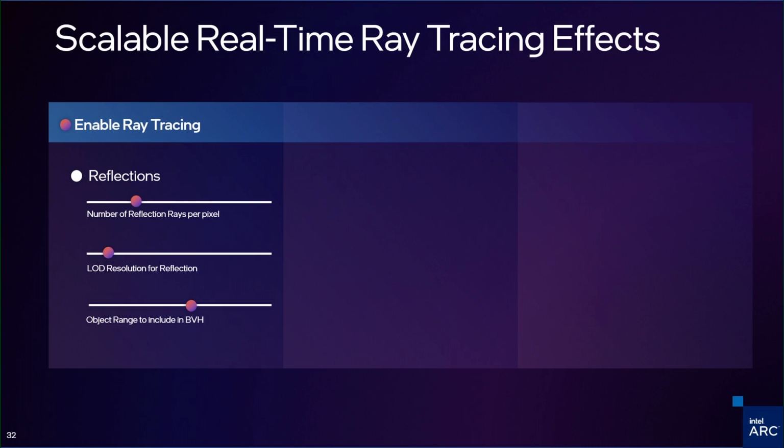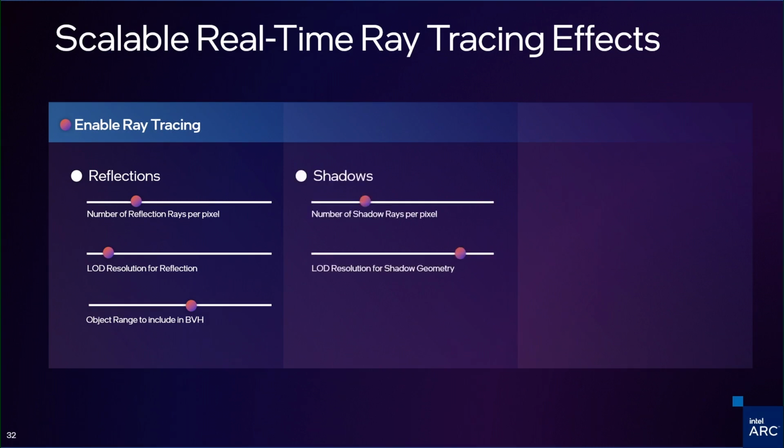So in this case, we're saying the number of reflection rays per pixel, the LOD resolution, or the object range to include in the BVH. I'm going to come back to this object range on the next slide and show a little bit of data on some experiments we did. But I just want to highlight that all of these things are easy to control and provide a high impact to the user, to feel this sense of empowerment, that they're able to influence this, see the visual result on the screen, and play with this visually.